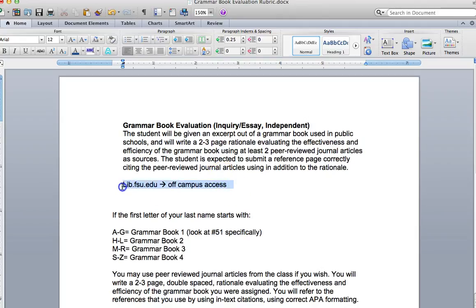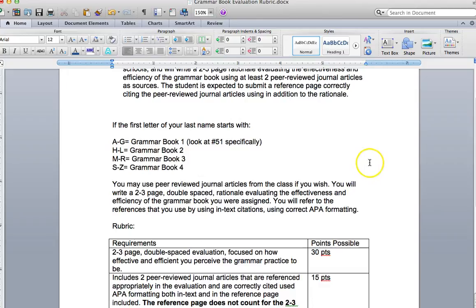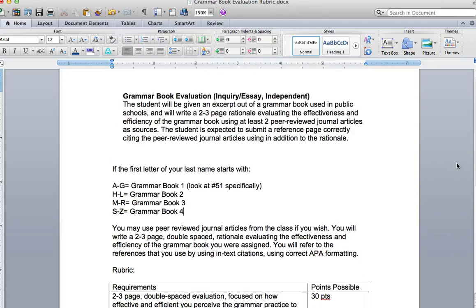The way that I've done it is there are several grammar book excerpts. Some are for high school, some are for middle school. The way that it's going to be allocated is by your first letter of your last name. So if, for example, Rybakova went in, I would be looking at grammar book 3. Okay, for grammar book 1, it's an excerpt of 1 page, and you'll be looking at number 51 specifically because it's a grammar prompt.